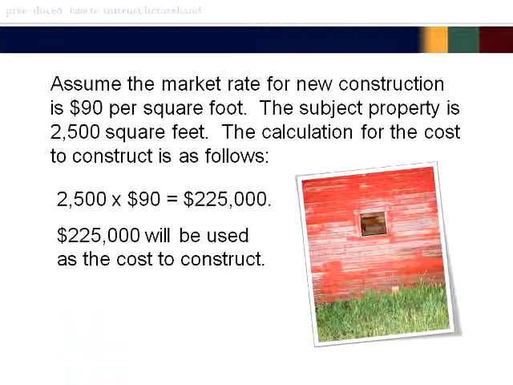Assume the market rate for new construction is $90 per square foot. The subject property is 2,500 square feet. The calculation for the cost to construct is as follows. 2,500 times $90 equals $225,000. $225,000 will be used as the cost to construct.